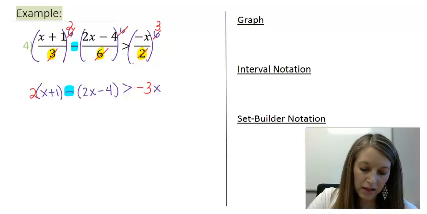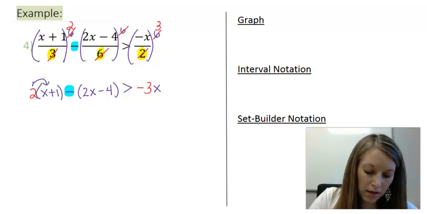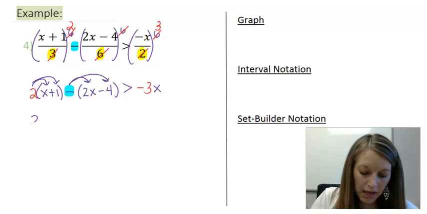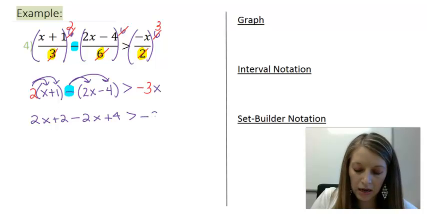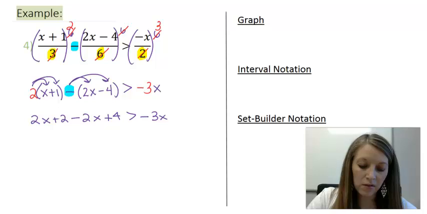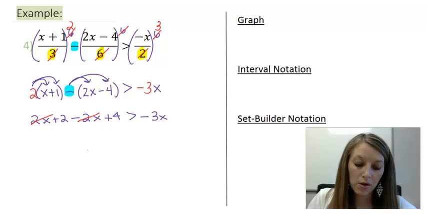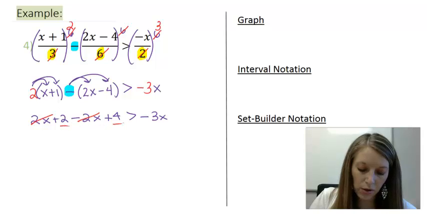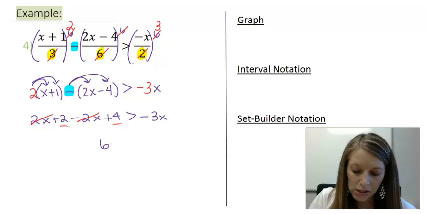Now let's simplify this here. I do that by distributing everything. Gives me a 2x plus 2 minus 2x plus 4 is greater than negative 3x. So when I simplify the left, my 2x's actually cancel out. No big deal, I just combine 2 and 4 to give me 6. So I have 6 is greater than negative 3x.